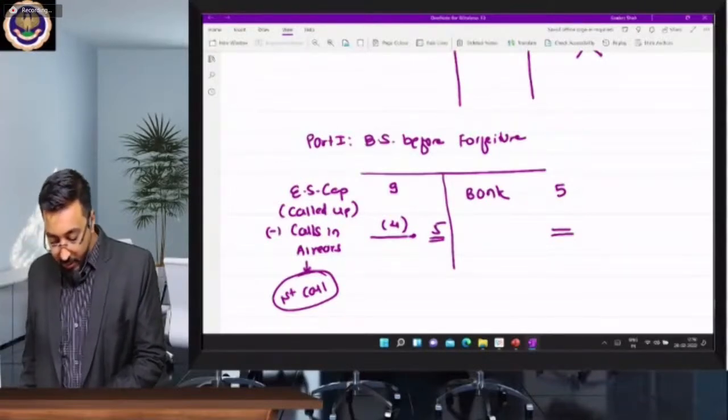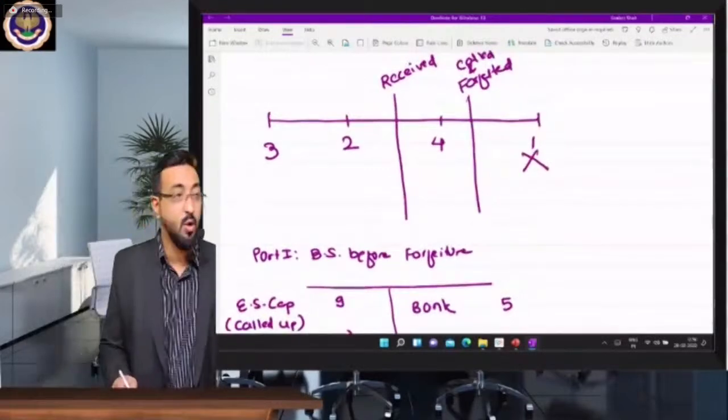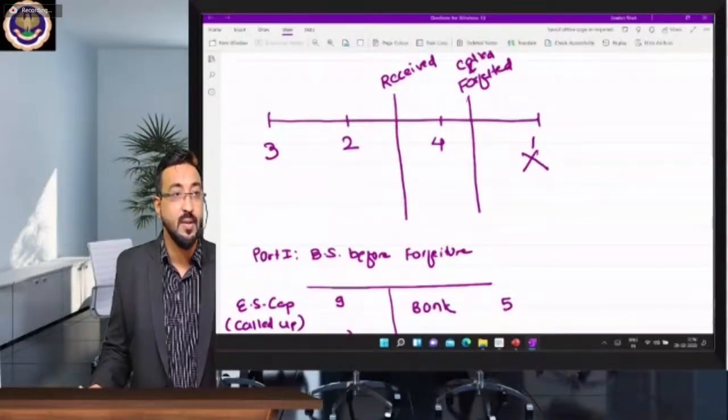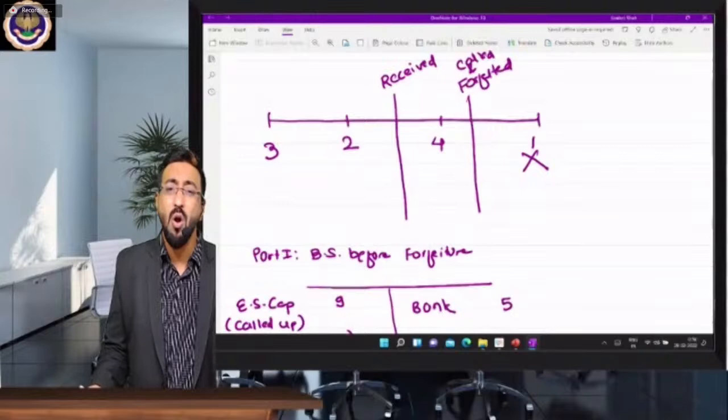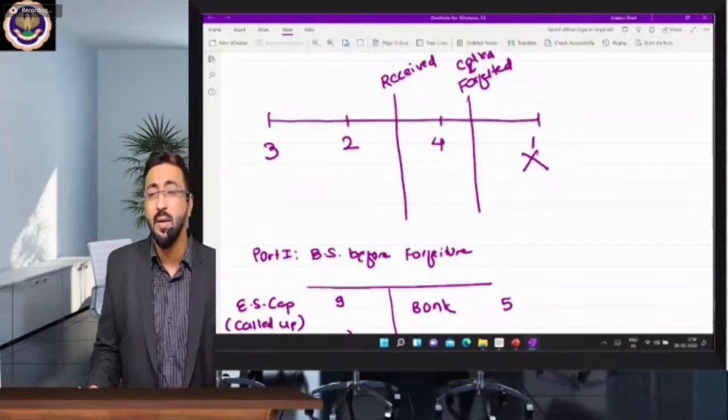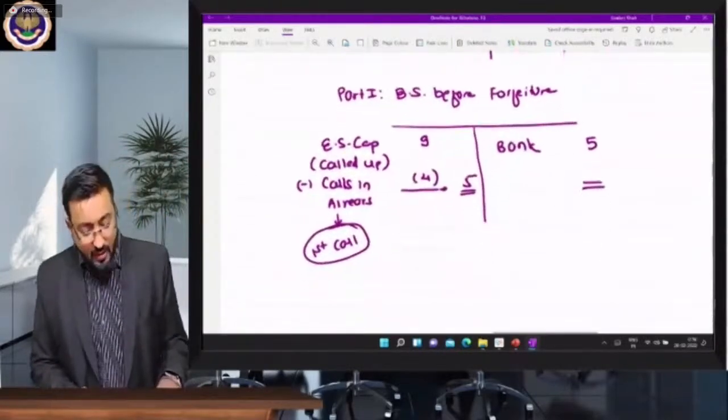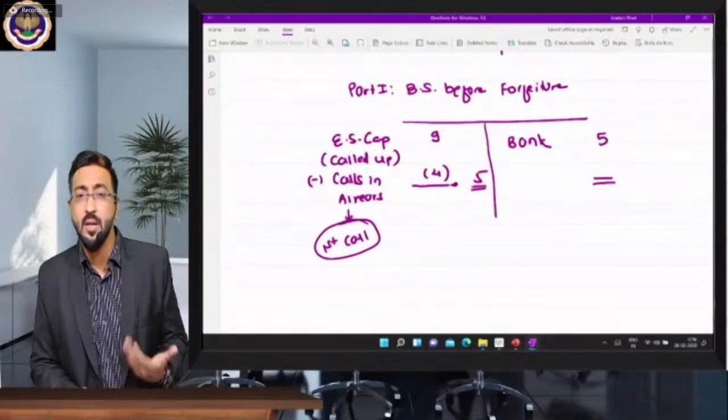Beta, part 1 is 9 rupees. Now some students have written 1 also. Why don't we have to consider 1? Not called. Not called, so where will we take it from? When the call was not even made, why would you consider 1 rupee?